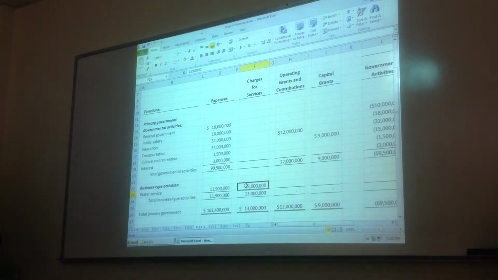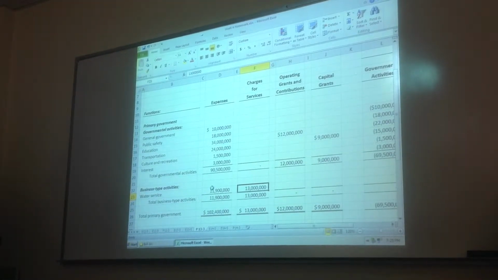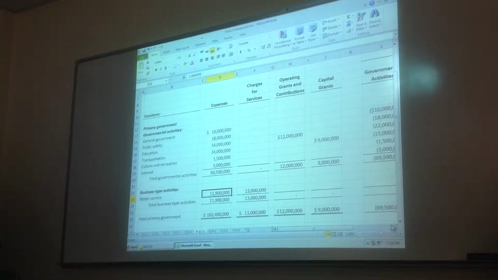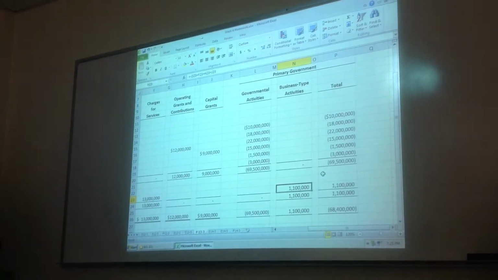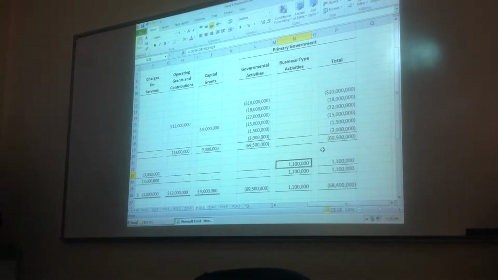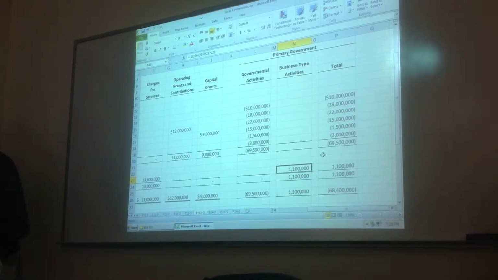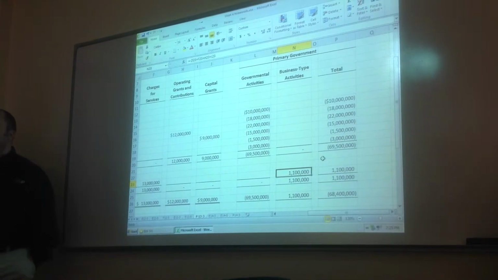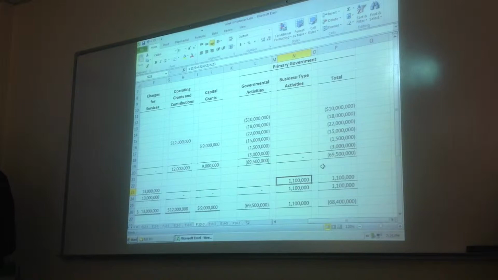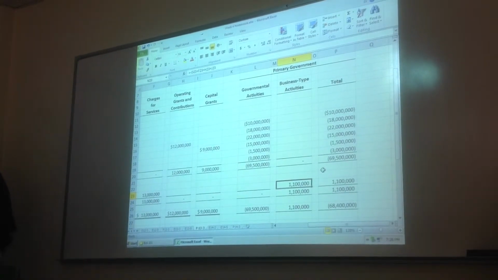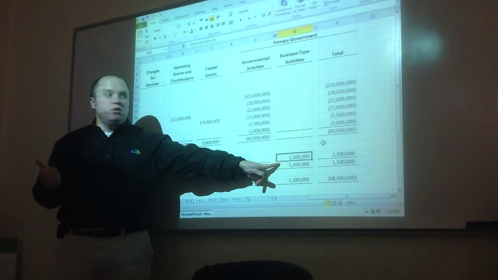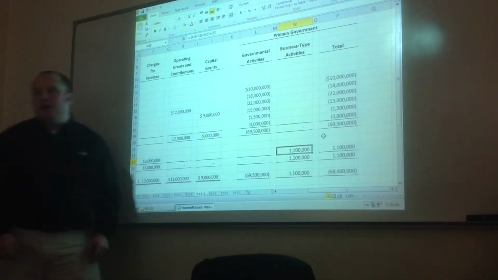We have charges for service, $13 million. We have expenses, $11,900,000. Then, just like they did up here, total them over. This $1.1 million is what? What might you call that? What makes it up, first of all? How do I get $1.1 million there? It's a difference between my revenues and my expenses. So in the business world, we would call this profit or net income, right?